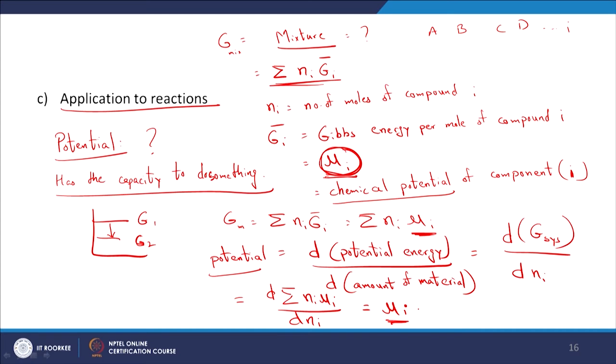So again, the take home message is that the higher the chemical potential of a particular chemical, that more or less relates to a higher energy state or Gibbs energy of the mixture, and that would mean a greater tendency or potential for the reaction to go through or fall down the ladder, which more or less translates to the reaction going forward. So let's see what we have next.